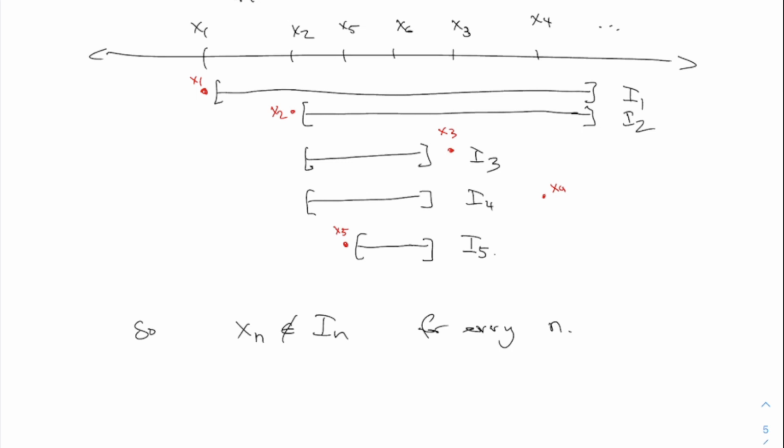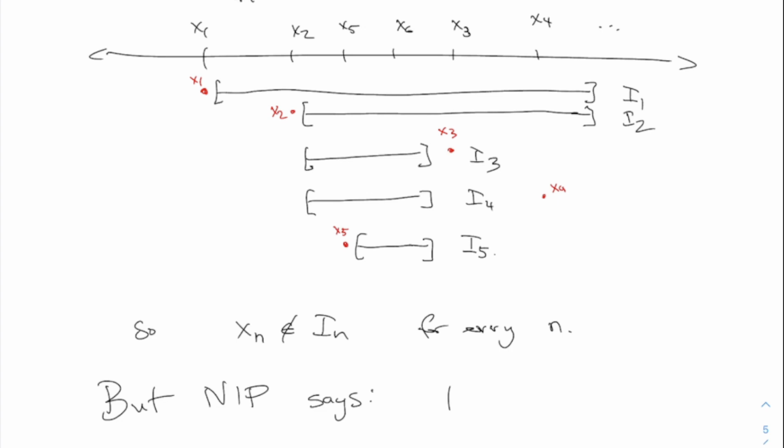They are closed intervals just because I said so, and they're nested because that's how we build them. We build each one by shrinking the previous one, so that makes them nested. And specifically, they are made to have this property: xn is not in In. But what does the nested interval property mean? Anyone remember? The NIP says, what does it say? The intersection of it all is not empty.